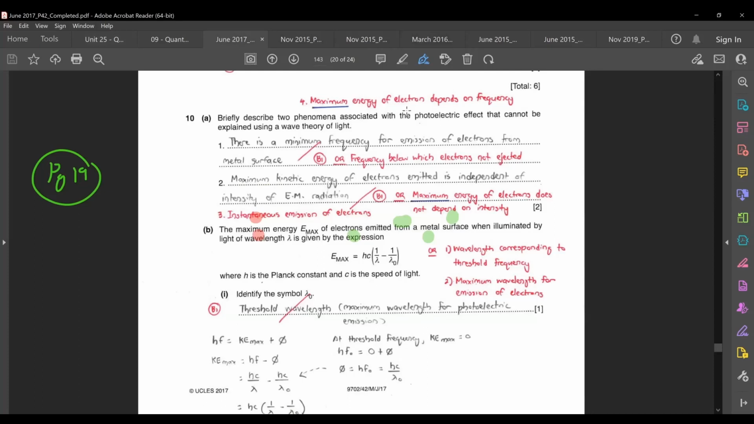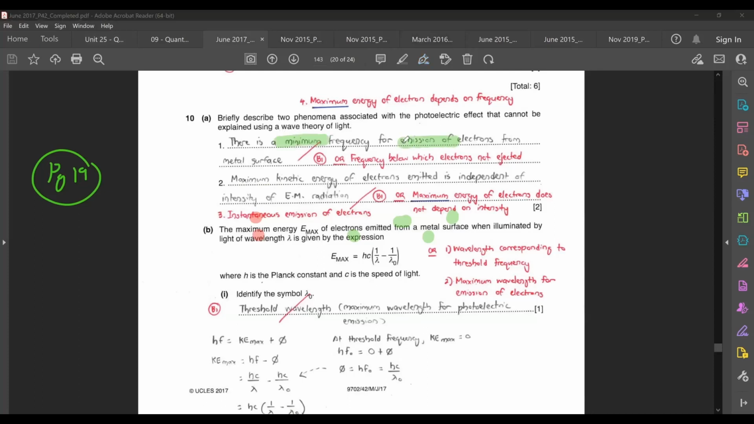Now, if you look at your questions, minimum frequency for emission of electrons from the metal surface, that's 1. Maximum KE of electrons emitted is independent of the intensity of your EM radiation, that is 2. And then after that, what other things to say? Yeah, instantaneous emission of electrons, and that maximum energy of electrons depends on the frequency, or maximum KE if you wanted to. So any one of those from the notes.